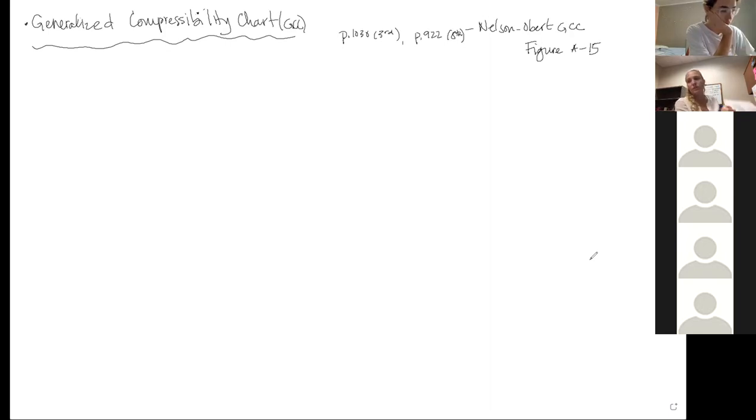So the chart should look something like this spider web. It's on page 905, 906, great. Okay, so thank you everyone, in the 9th edition.